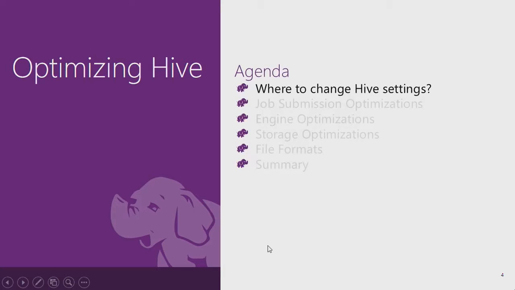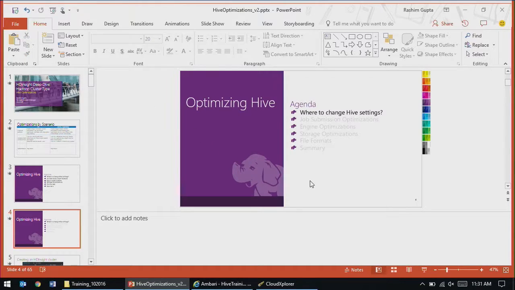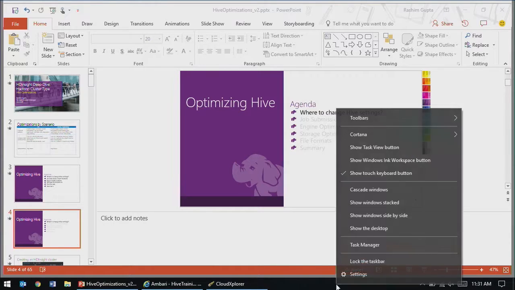So step one, for any Hive setting we're going to talk about today, where do you go to change it? There are actually three places you can go to change this, and let's talk about all three. Probably the first and the easiest is you can change all these settings right in the query prefix. So what do I mean by that?